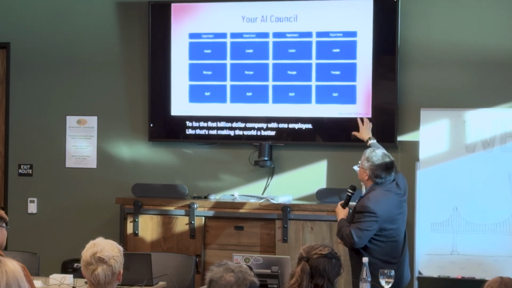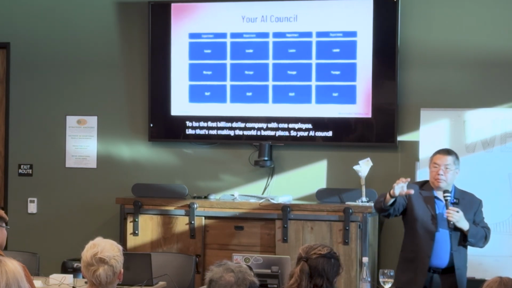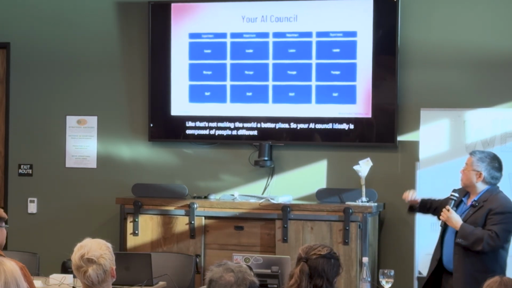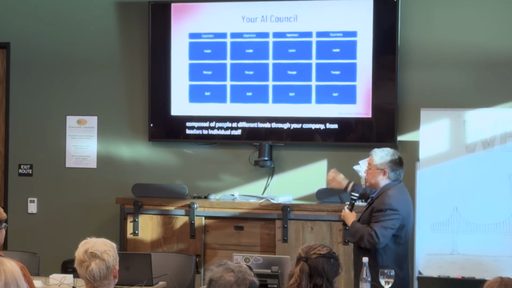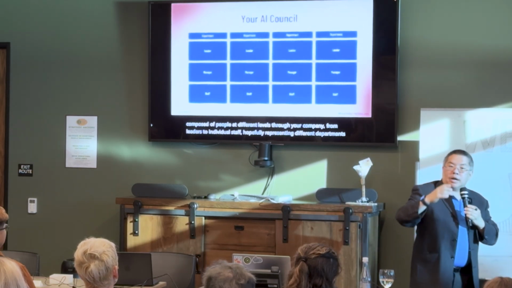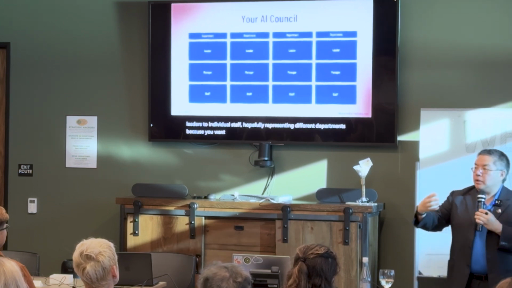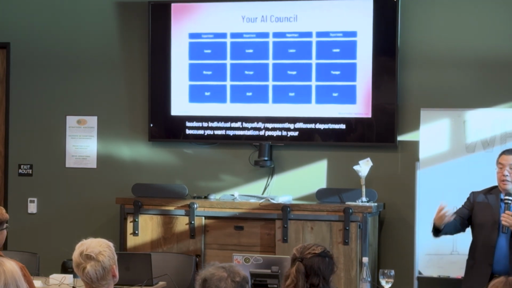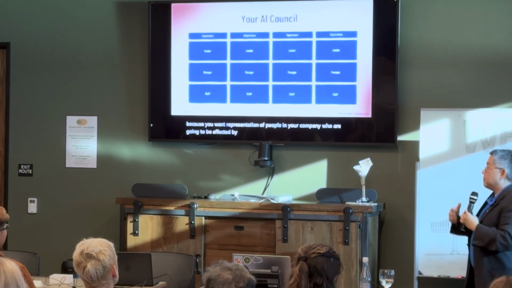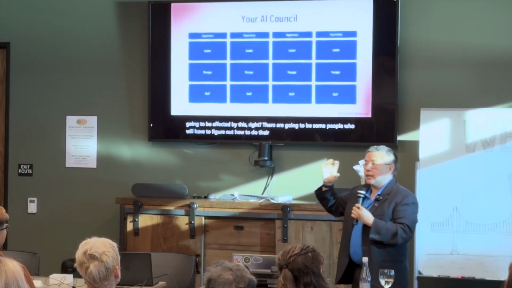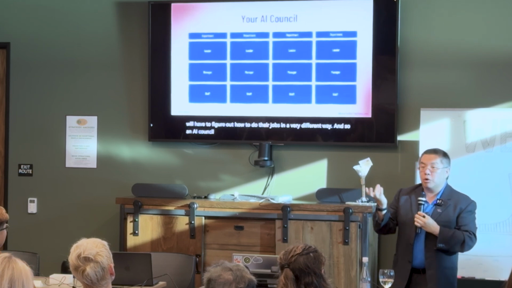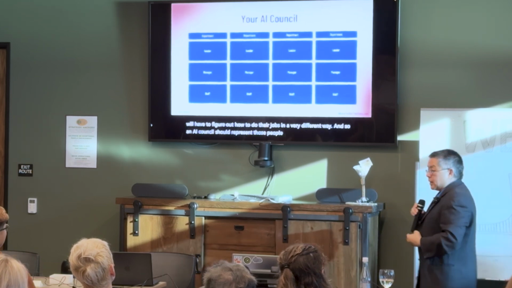So your AI council ideally is composed of people at different levels through your company, from leaders to individual staff, hopefully representing different departments, because you want representation of people in your company who are going to be affected by this. Right? There are going to be some people who will have to figure out how to do their jobs in a very different way, and so an AI council should represent those people very clearly.